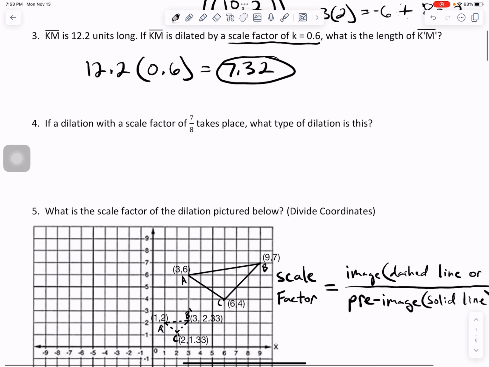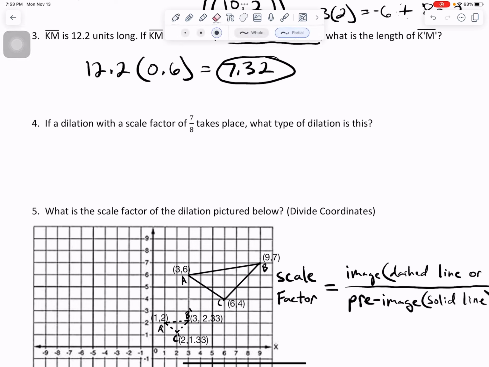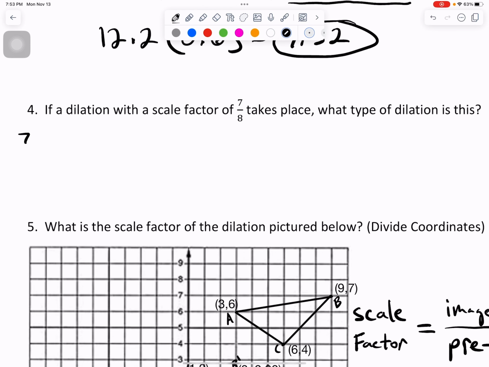Now, number 4, if a dilation with a scale factor of 7/8 takes place, what type of dilation is this? Okay, let me get rid of that. I'm going to save a little space here. I also need to change this to whole. I prefer that. So let's take a look. We have 7/8. Well, if we were to eat a pizza and it was cut into 8 slices, and there were 7 slices left, do we have a whole pizza? No, we don't.